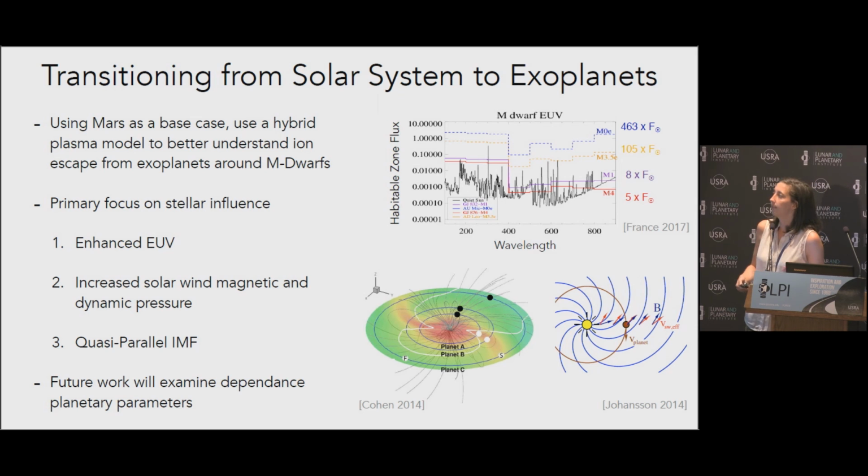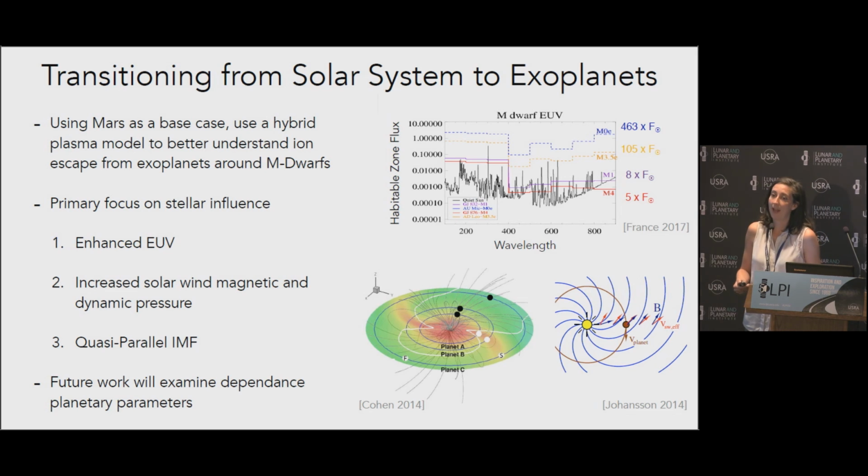So the factors of stellar influence that I'm concentrating on here, the first is that M dwarfs have enhanced EUV compared to the sun, and we know this from many stellar surveys, which find factors of a few to a couple hundred times the flux in the EUV for M dwarfs.